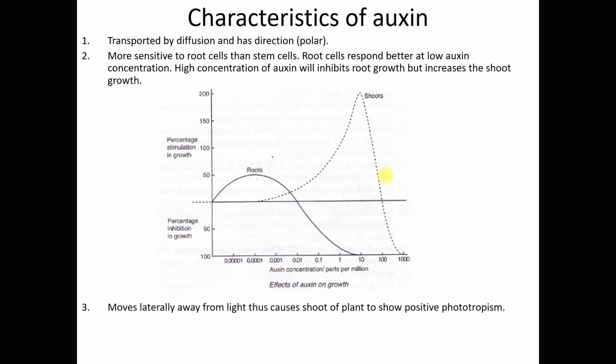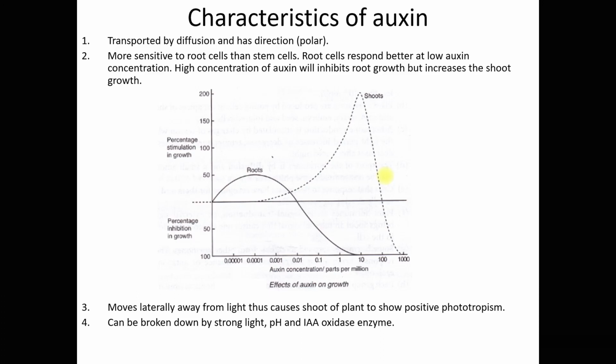Auxin moves laterally away from light. It doesn't like light. Since it moves laterally away from light, this causes the shoot of plants to show positive phototropism, right? That's why the shoot of the plants shows positive phototropism because of this auxin. It moves away from the light. It can be broken down by strong light. That explains why auxin dislikes sunlight.